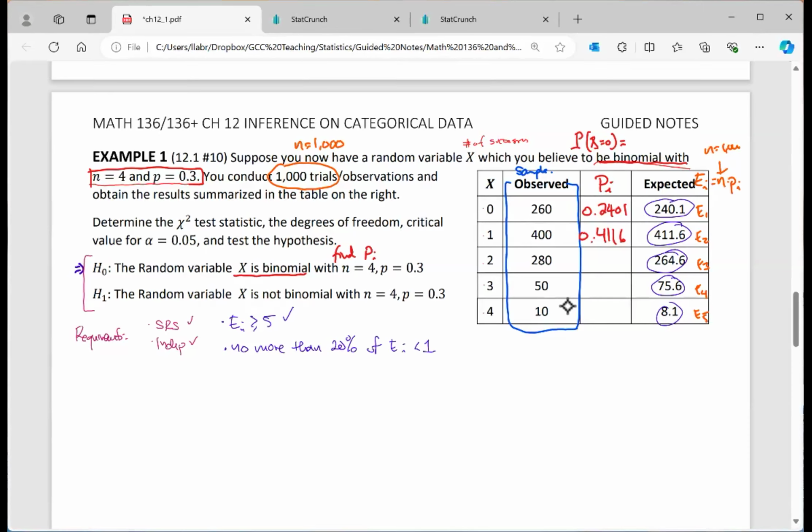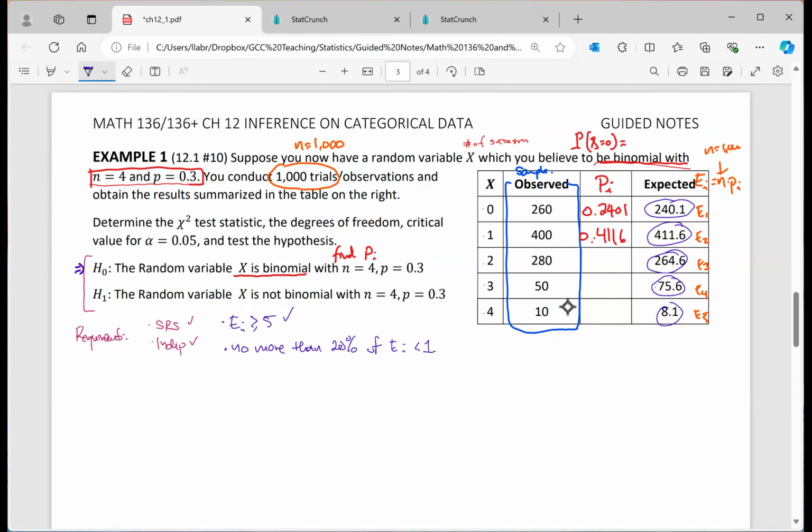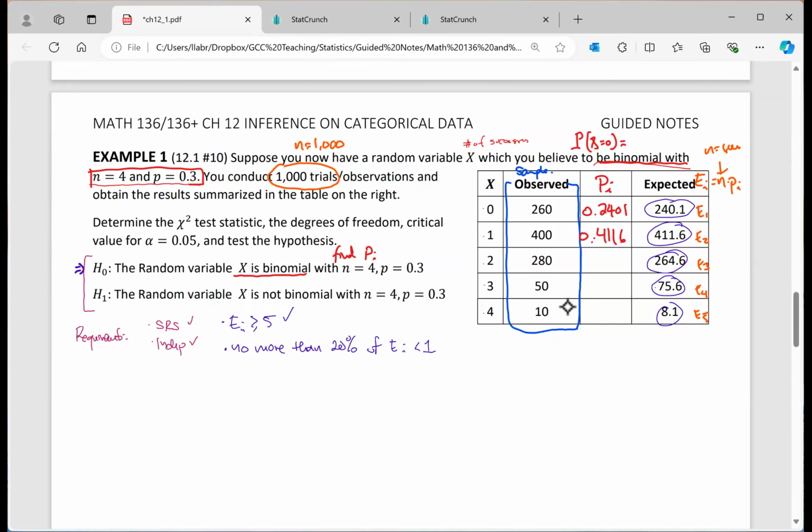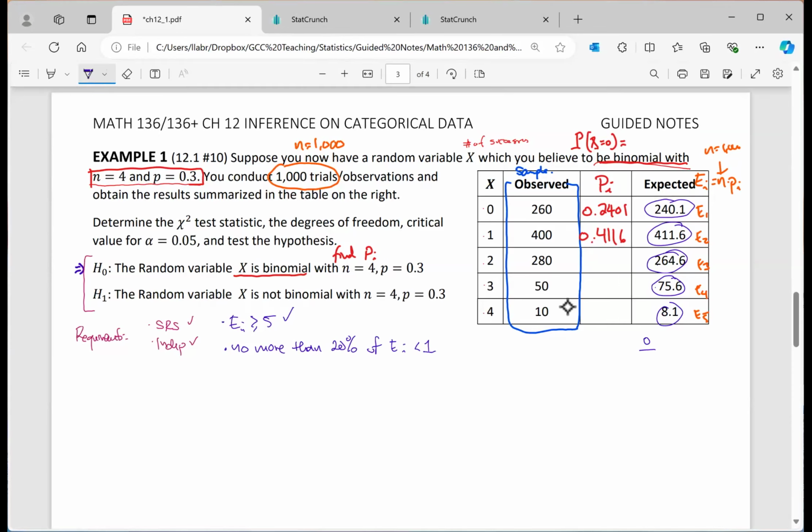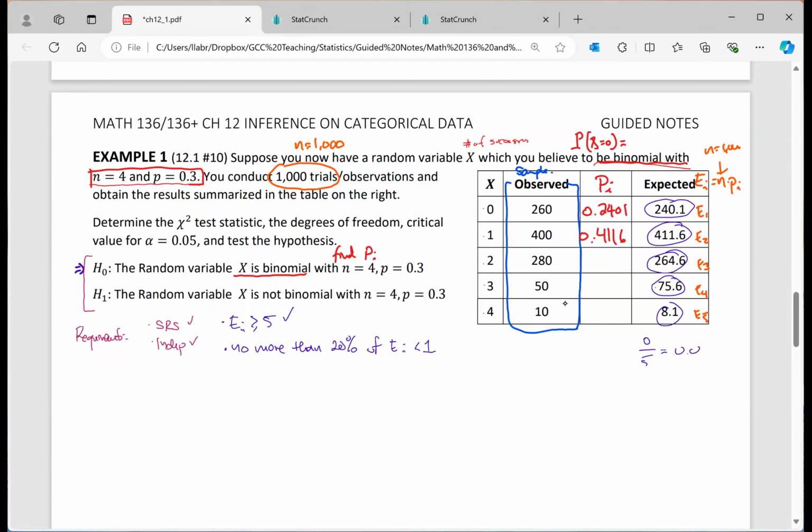So just look at them again and tell me what fraction are less than 1. Bigger than 1, bigger than 1, bigger than 1, bigger than 1, bigger than 1. They're all bigger than 1. So 0 out of 5 categories, 1, 2, 3, 4, 5, which is 0.0, and that's definitely less than 0.2. All right, so we meet this condition also. We don't have any categories less than 1.